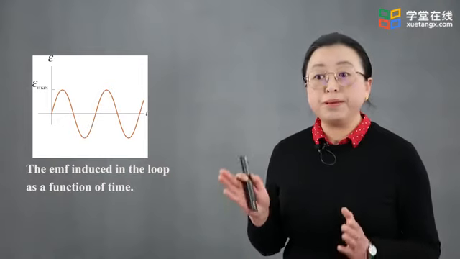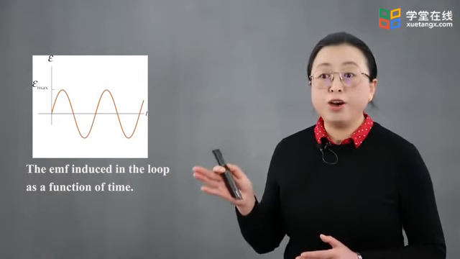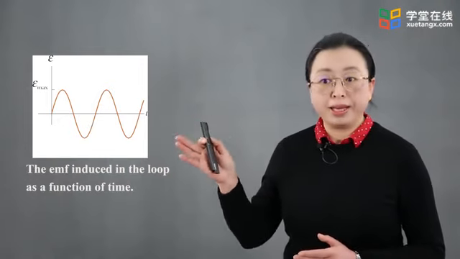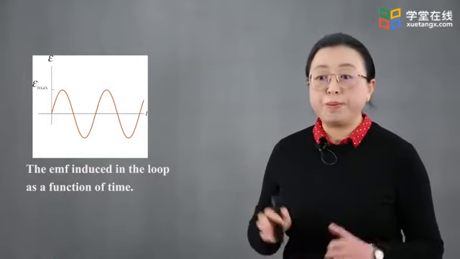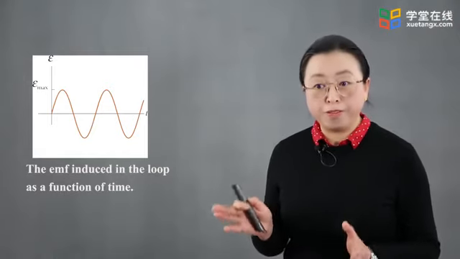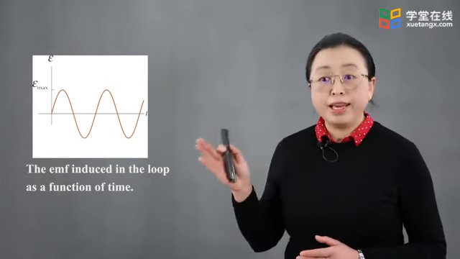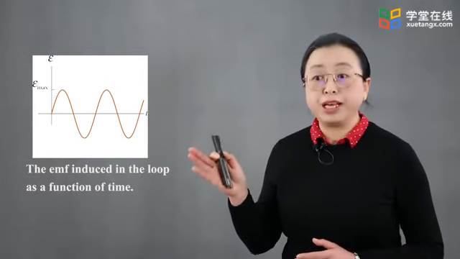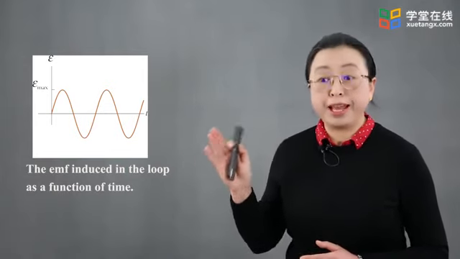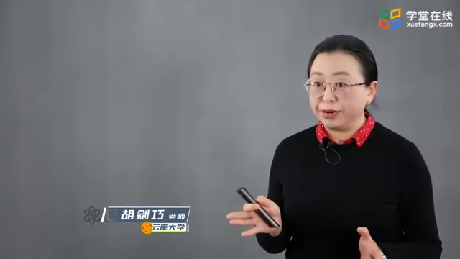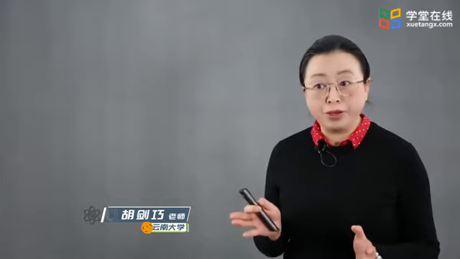Obviously, the maximum EMF has the value of n B A omega when the field is perpendicular to the normal to the plane of the loop, while the EMF is zero when the field is parallel to the normal to the plane of the loop. Now, if we need a DC generator, how to design a model?